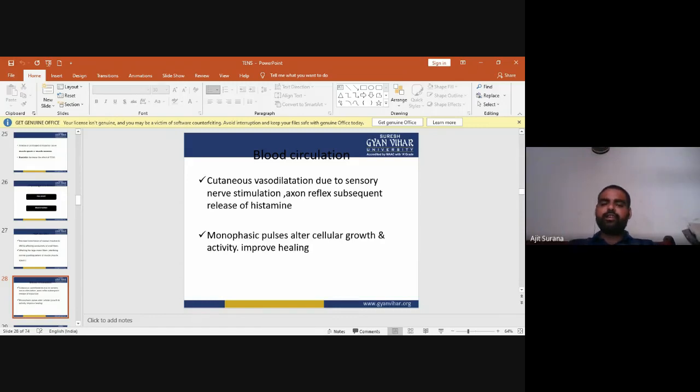First, cutaneous vasodilatation mainly due to the sensory nerve stimulation or axon reflex and subsequent release of histamine. Second, monophasic pulses alter cellular growth and activity and improve healing.